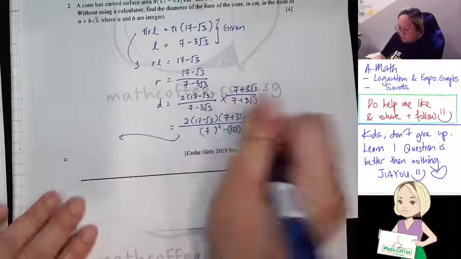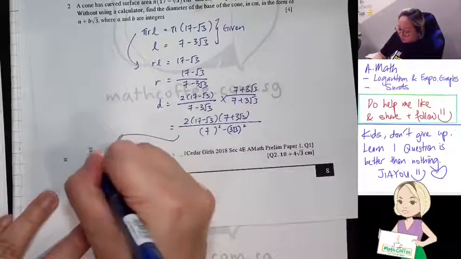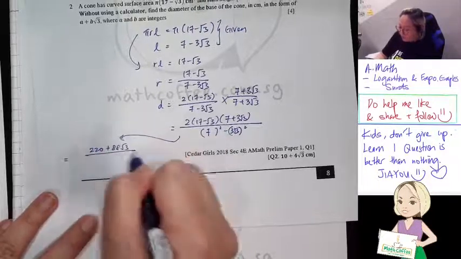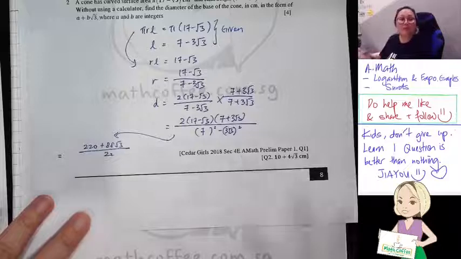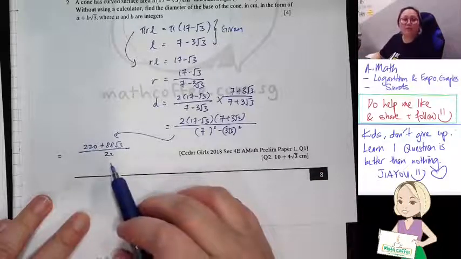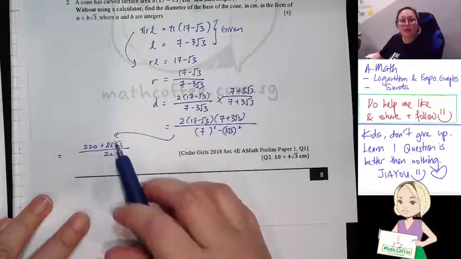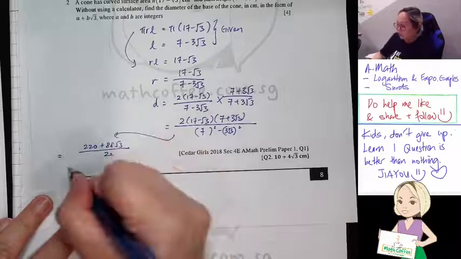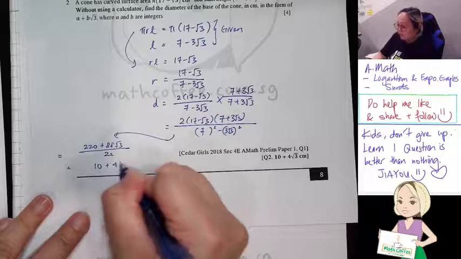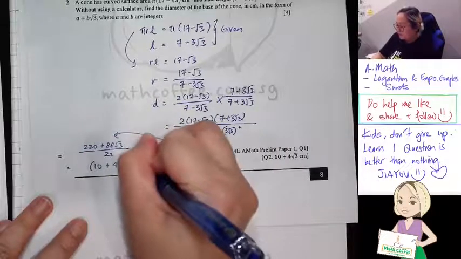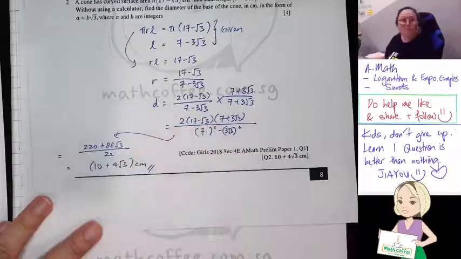After you expand everything, you will get 220 plus 88 square root 3 over 22. Okay, I'm skipping the expanding part. You should be able to get this one. Then, just nice, 220 can divide by 22, 88 also can divide by 22. So it becomes 10 plus 4 square root 3. And don't forget, because this is diameter, so it is cm.